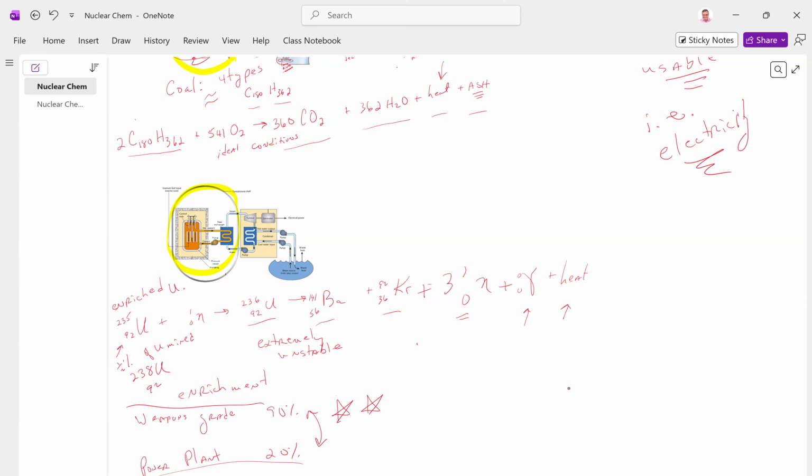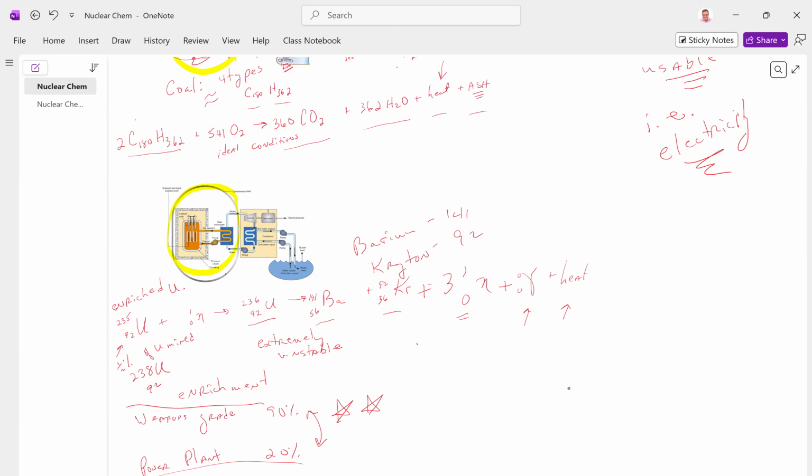Okay, so the uranium splits into barium and krypton. The barium is 141, and krypton 92. Now, I want you to notice here, we have 1 times 3 neutrons, plus 92, plus 141 equals 236. It's 236 because once we add the neutron to the uranium-235, we end up with 236.